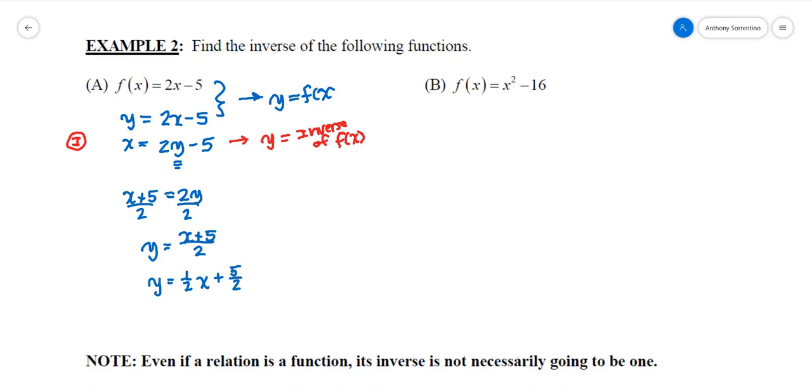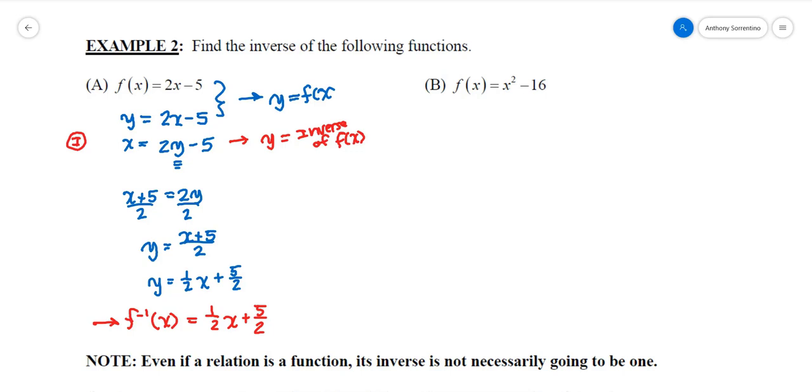Well, this is in slope-intercept form. It's a line. And unless it's a vertical line, which this isn't, this is obviously slanted, it's going to be a function. So I can now say at this point that, replace the y, the inverse of f of x is 1/2 x plus 5/2. This is function notation, okay? Which indicates that the inverse of this function is also a function.